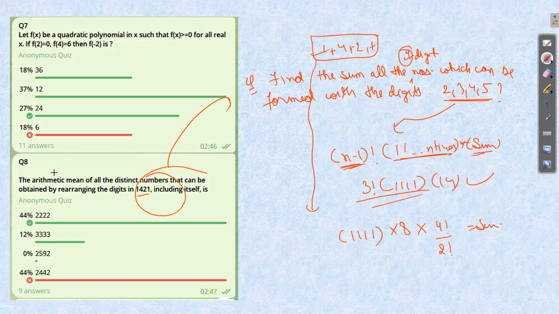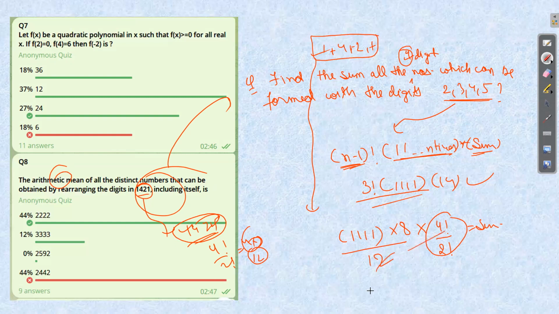Okay. The question is the arithmetic mean, so we need the total number of terms. With 1, 4, 2, 1, how many numbers do you get? 4 factorial divided by the repetitions, 2 factorial, 2 factorial, which is basically 4 into 3, 12. Don't get confused, this is a different thing. This is 12. Now we just have to solve this and we'll get the answer.